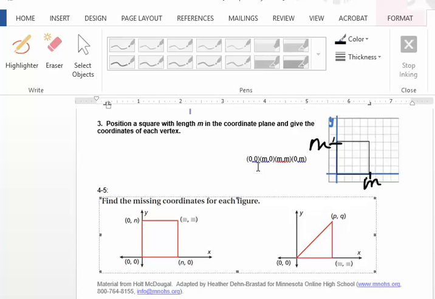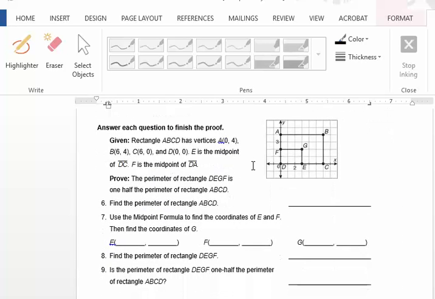It's 0 for the y value. Okay, I'm going to let you do this one by yourself. You're going to go through each of these steps to try to explain why we can prove that the perimeter of the small rectangle is only half as big as the perimeter of the big rectangle. So you're going to be finding perimeter.